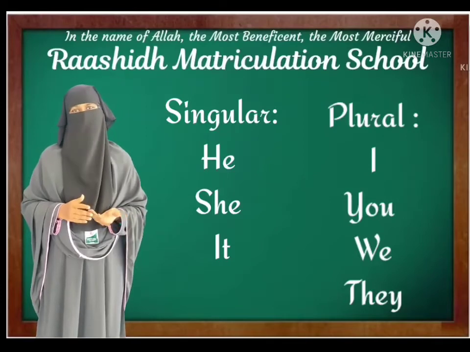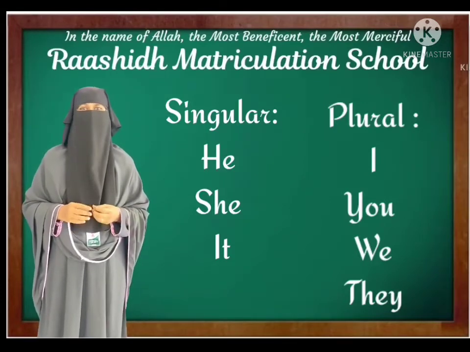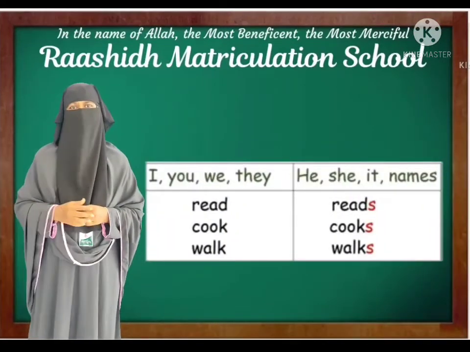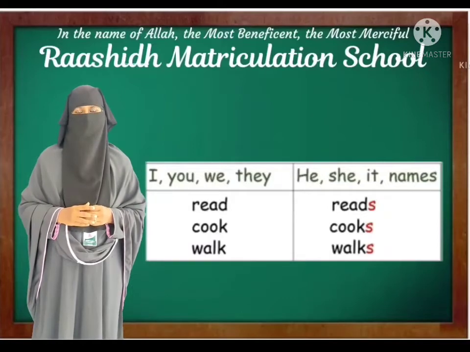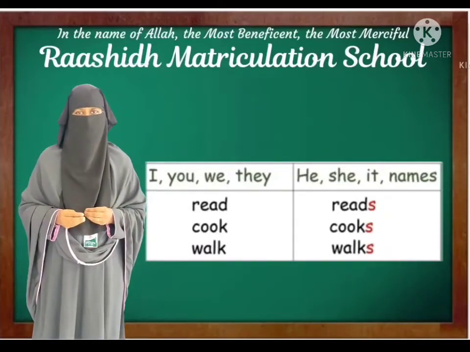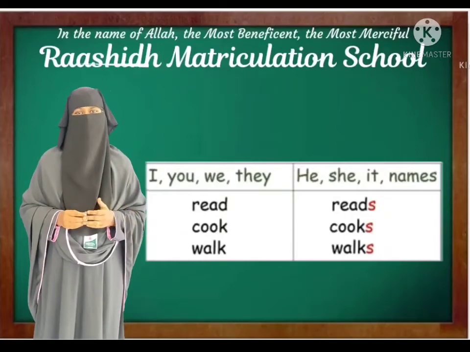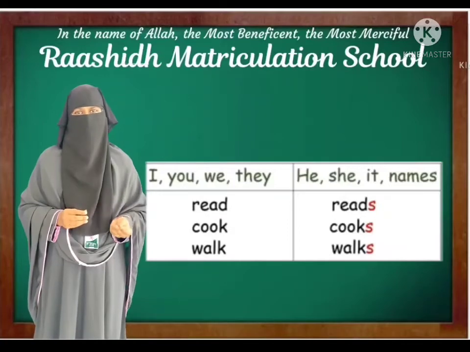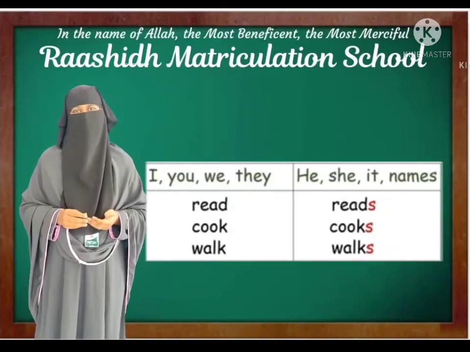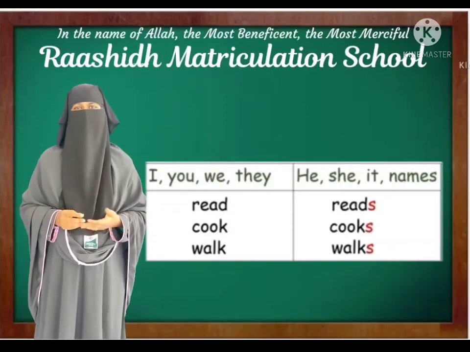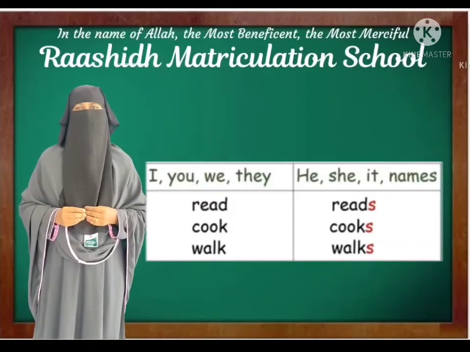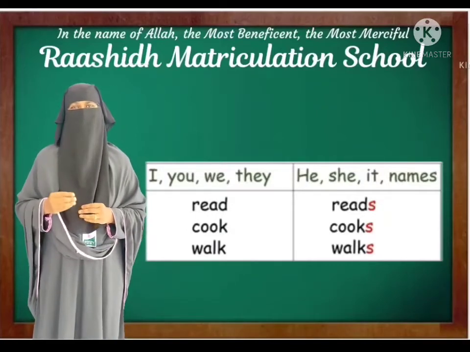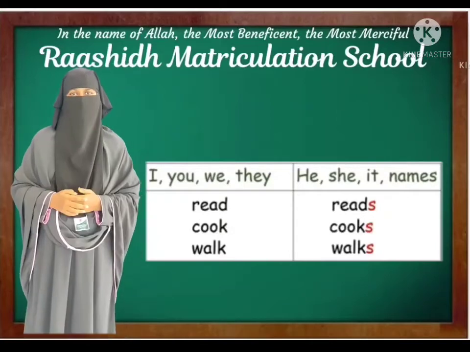You already know the singular and plural subjects. Let's have a recall. Singular subjects are he, she and it. Plural subjects are I, you, we and they. For example, in a sentence, if the subject is I, you, we or they, we have to use the verbs as they are, such as read, cook, walk. If the sentence has he, she or it or any other name like a person's name or an animal's name, we have to add s with the verb. That is, read will become reads, cook will become cooks and walk will become walks.